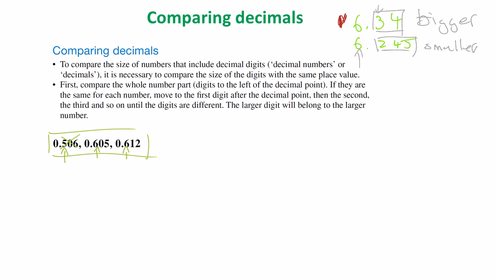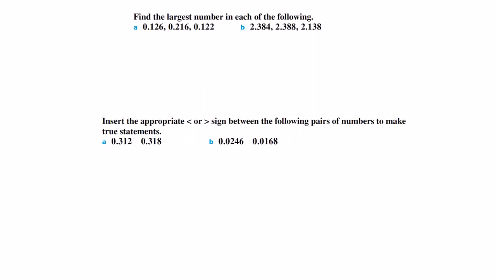We'll put that in a moment. Then I've got a 0.6 and then a 0.6. Next to that, in the hundredths position, I've got a 0 and a 1. That means 0.612 is the biggest, then 0.605, and then 0.506. This is the last lot of questions, and again, I'm going to get you to do some multiple choice questions first. So go ahead and do those, and then we'll be back.